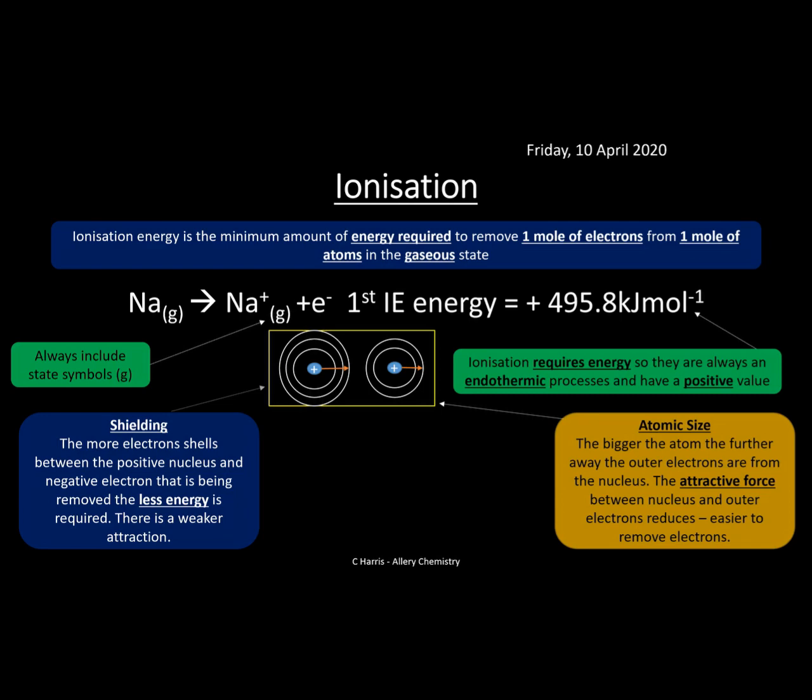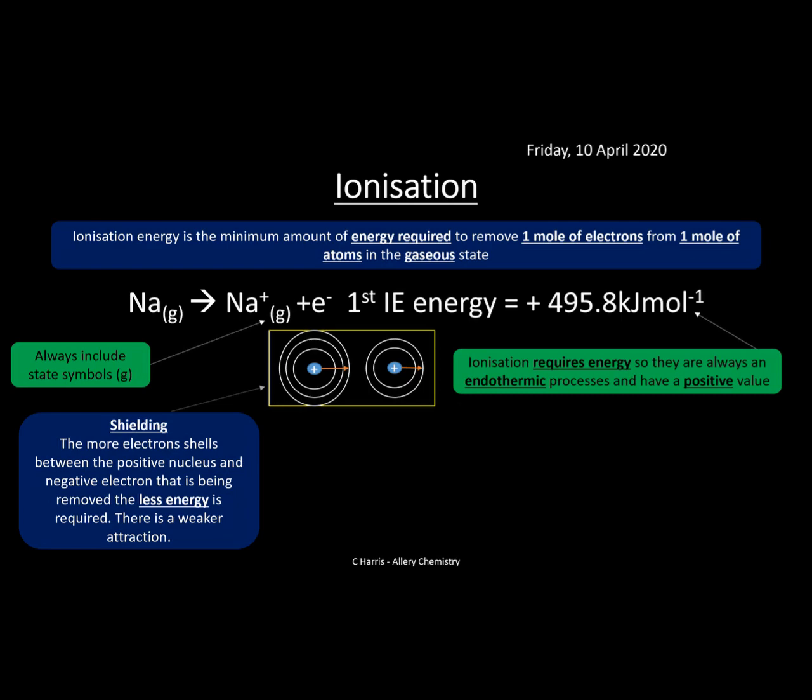The other thing which affects ionization is the atomic size. So the bigger, again for the same reason, the bigger the atom, the further away that outer electron is from the positive nucleus. So that means it's much easier to remove an electron from a larger atom compared to a smaller one. So that's another reason, similar to shielding.